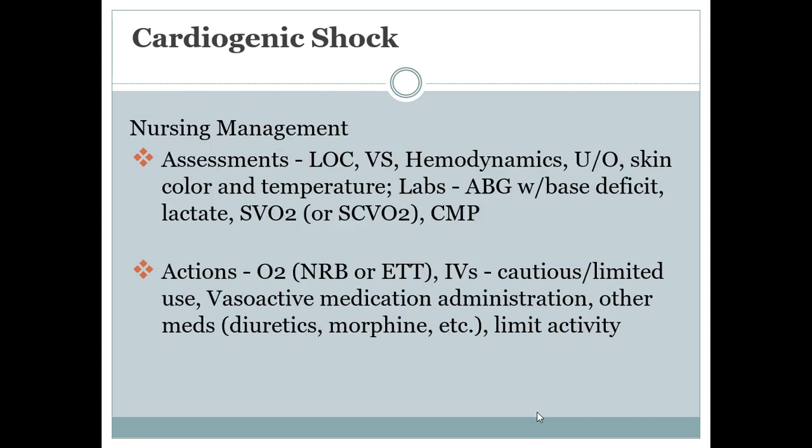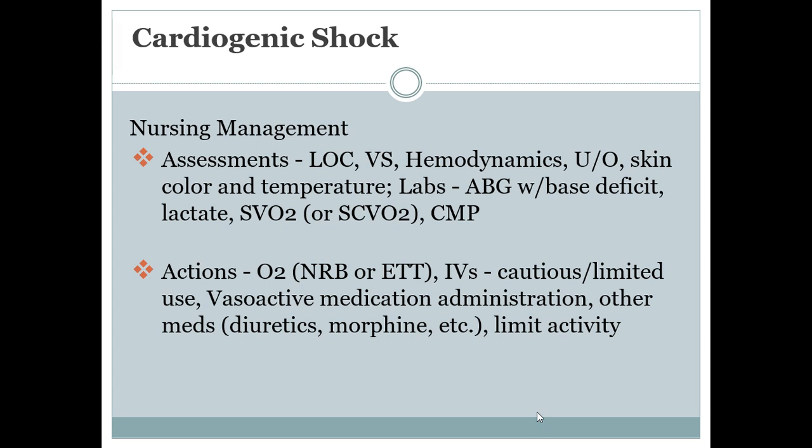So nursing management, we want to make sure we do good assessments. Our LOC, vital signs, hemodynamics, urine output, skin color and temperature. Look at our labs, ABG with base deficit or lactate, SvO2 or ScvO2, and our comprehensive metabolic panel. Actions would be oxygenation. We want to make sure that if they do need some, we're looking at non-rebreather, potentially even mechanically ventilating them.